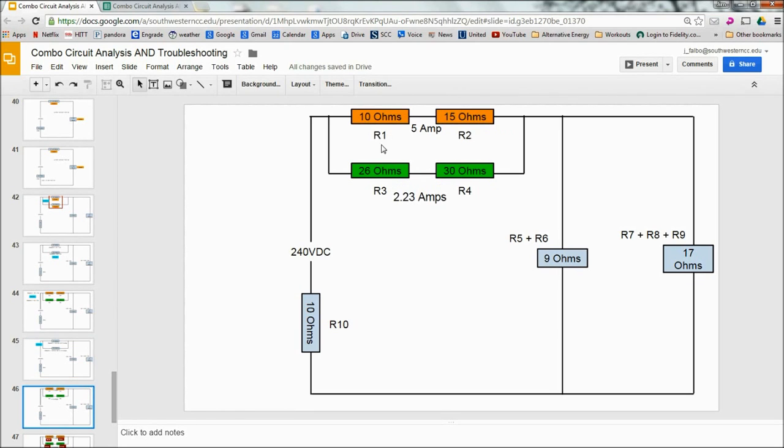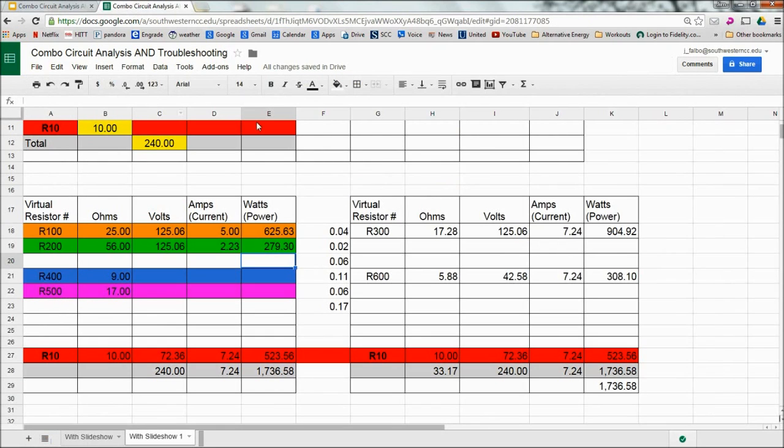We have to remember though that these are two loads in series up here. So we have 5 amps going through both of these loads. Current's the same in a series circuit. We have 2.23 amps going through these two loads. Well, let's look at our spreadsheet and see how we can deal with that math.